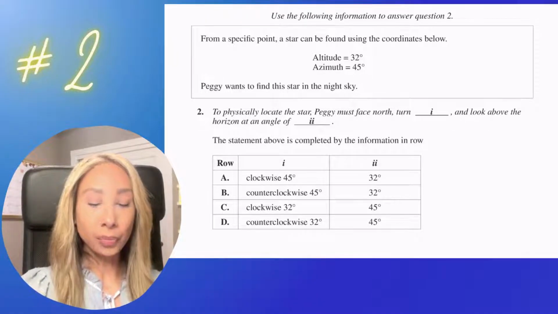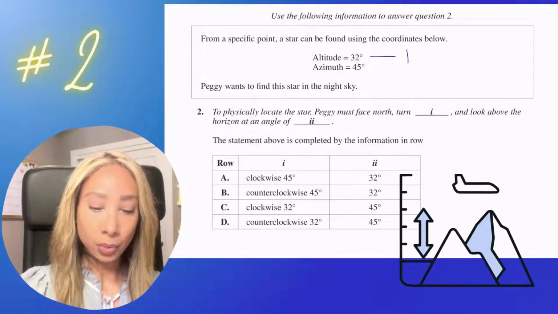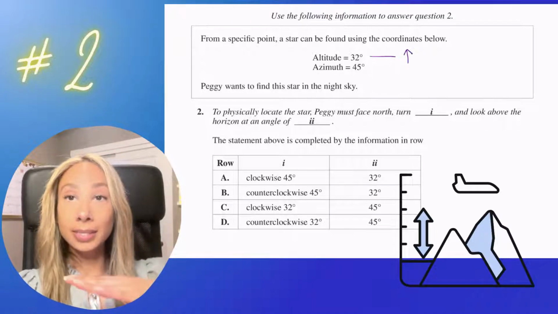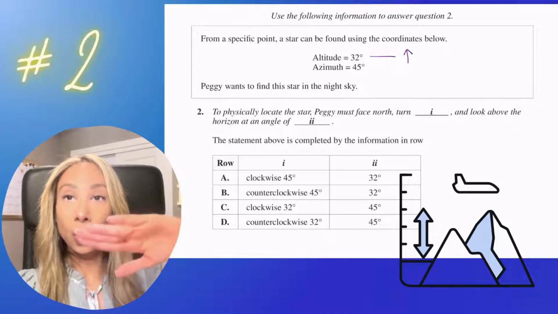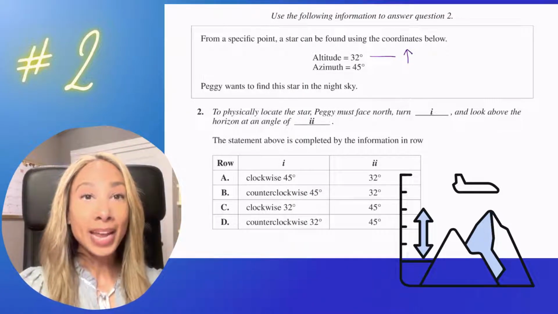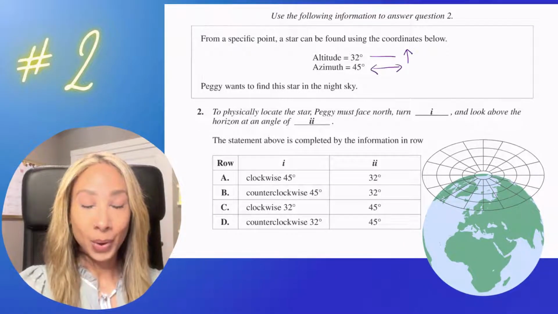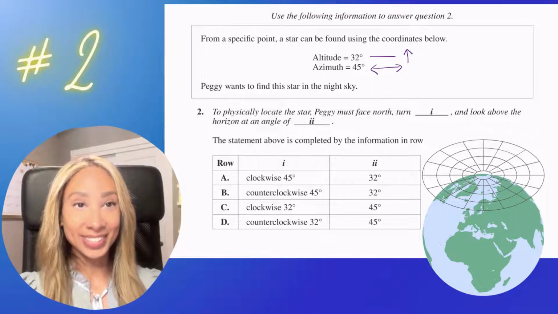So altitude, if we think of an altitude, we can kind of think of a plane moving up in the air. So altitude means looking at something from the horizon and we're going up, looking at where its altitude would be in the sky. Now, azimuth, on the other hand, means where it would be horizontally. Okay, so with those in mind, let's see if we can answer this.